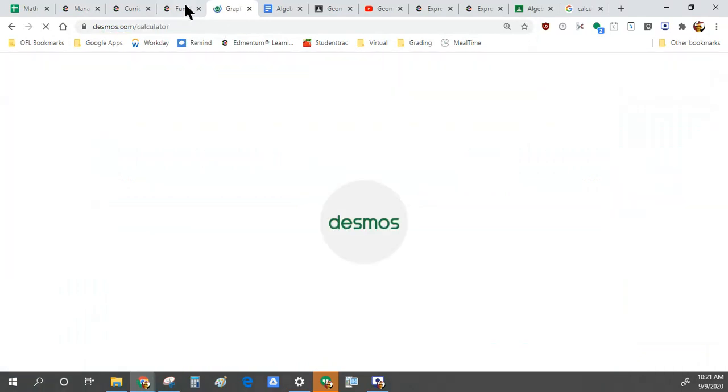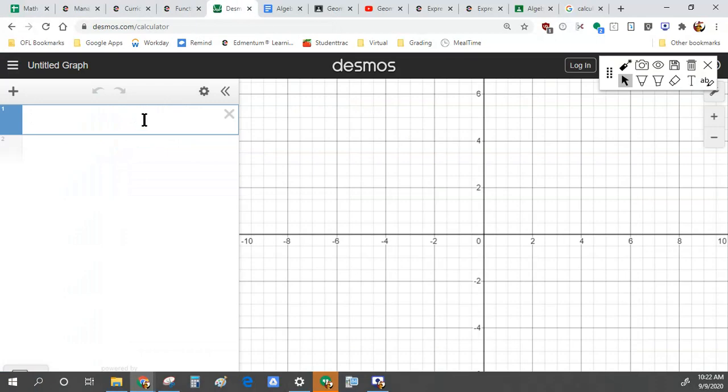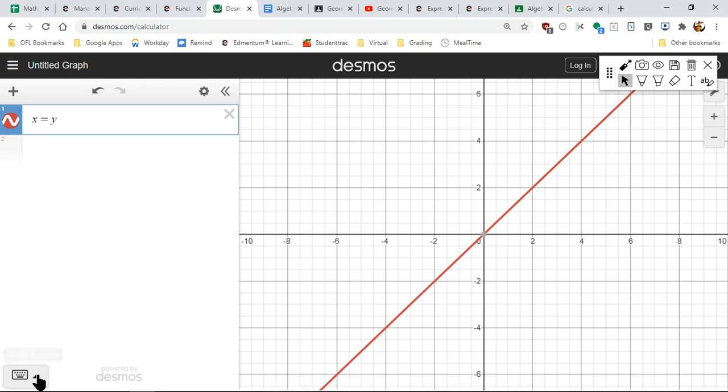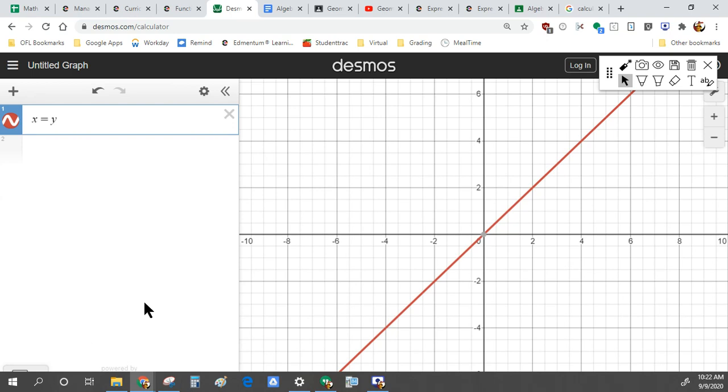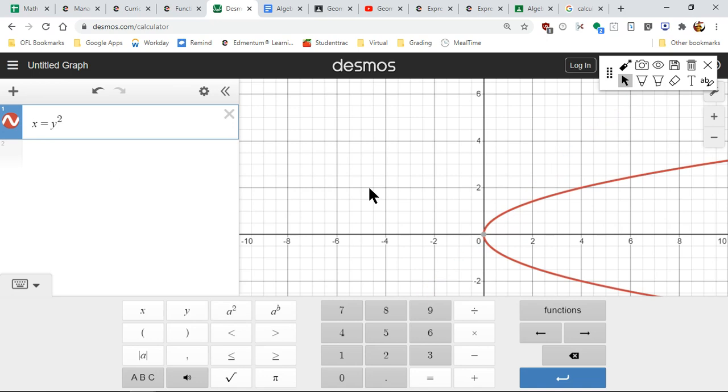This really helps when trying to understand any function: you just graph it in here. So we're going to do x equals y. If you're having a hard time plugging in the squared, there's a keyboard here. It's just my taskbar, which is on auto hide. I'm going to put the little squared button. If I need another exponent, I can use the AB button. I'm going to use the square.